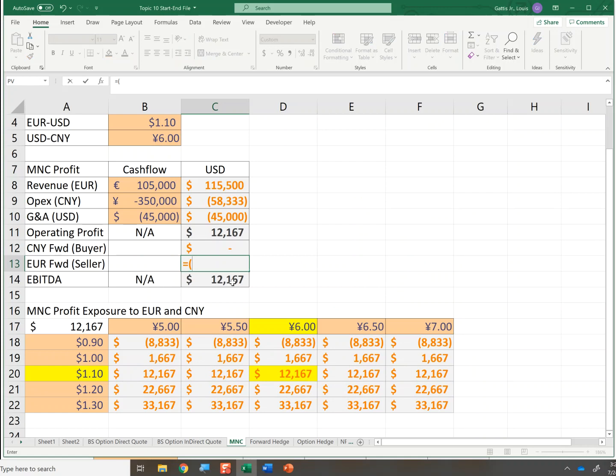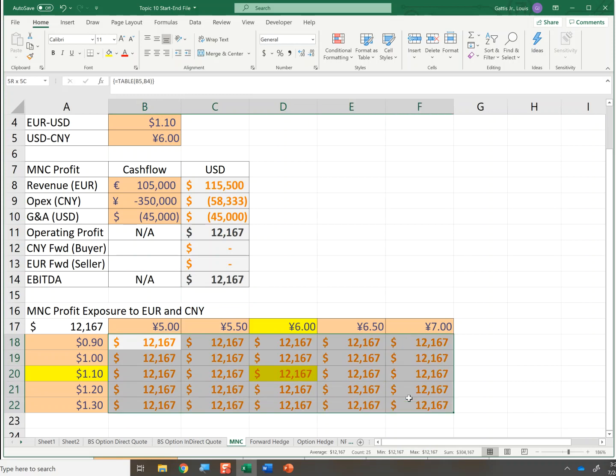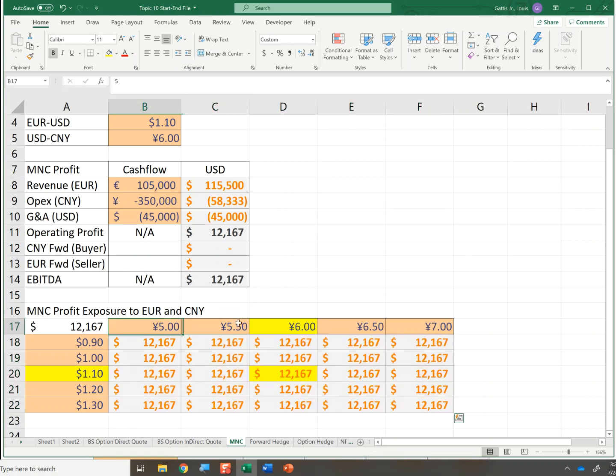So equals $1.10 minus whatever the spot price turns out to be next year times 105. And notice this worked out perfectly. They no longer have exposure. No matter what happens to the exchange rate, they are covered.